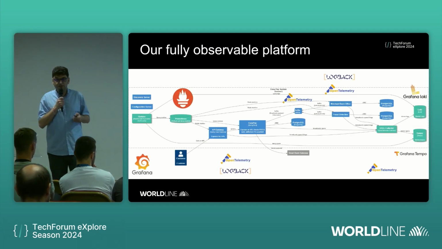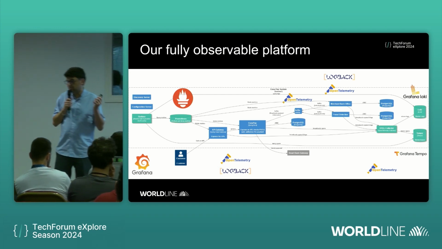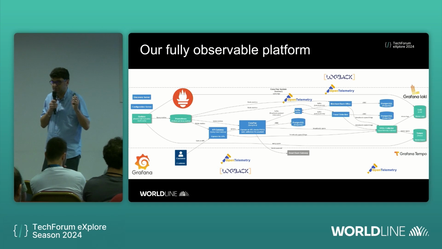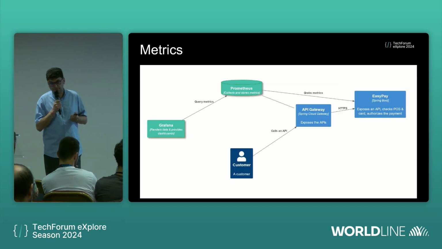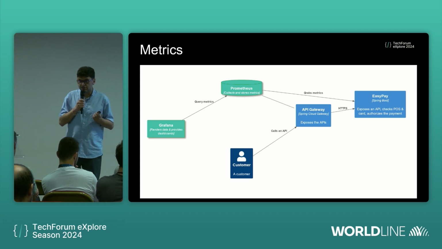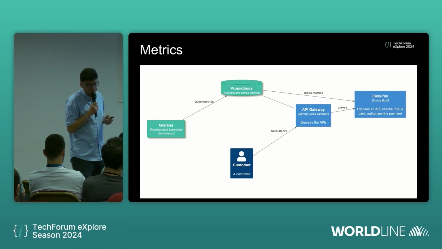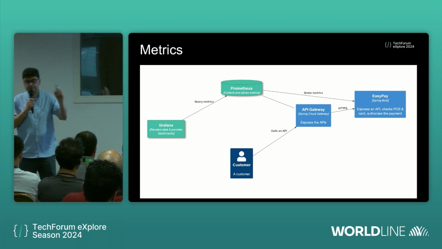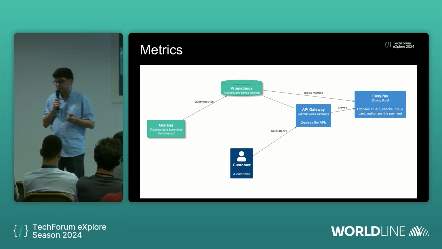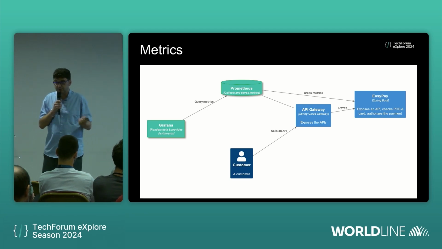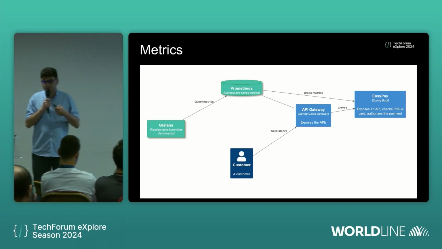So how to make this platform fully observable? This diagram is really too complicated, so we will dig into it part by part. First of all, the metrics. For this use case, we choose to use Prometheus for storing metrics, and grabbing all the metrics for all the different microservices. It's the standard way to use it. And then we will use Grafana for running queries into this database.